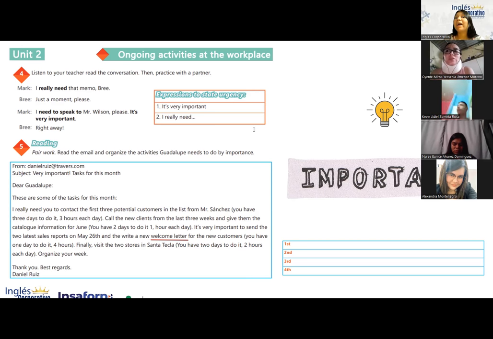At. At, very good, at. Arroba se dice at, yeah, at, okay? So now, guys, let's see. Now we are going to work, okay? Vamos a trabajar ahora. It says that we are going to order the activities, okay? We are going to order the activities by importance. Vamos a ordenar las actividades por importancia, okay?